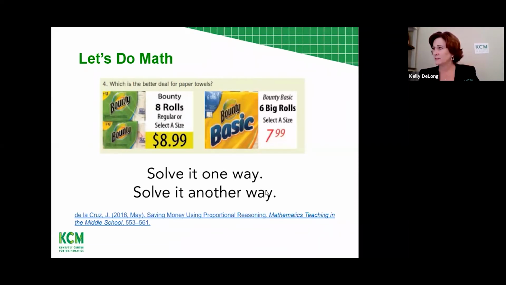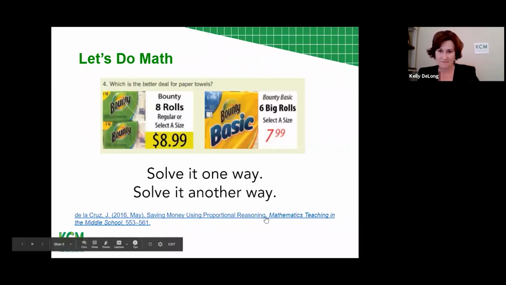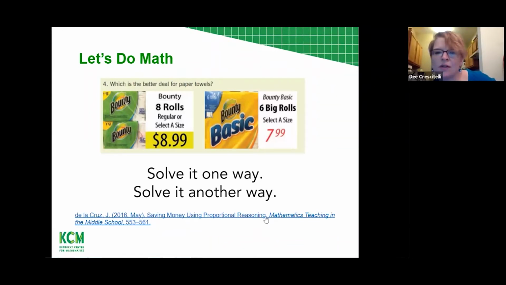What do we see rolling in those chat boxes, Dee? I'm going to unmute you. I thought I was unmuted. So some folks went to the unit rate, and so we've got $1.12 per roll for the first one, and the second one is $1.33 per roll. And then some folks have just put in that the 8 rolls is the better buy.